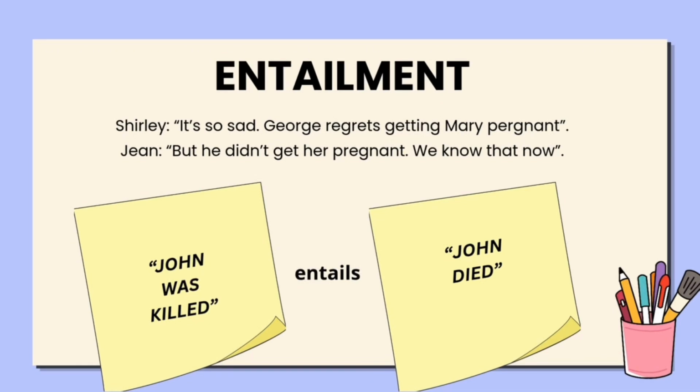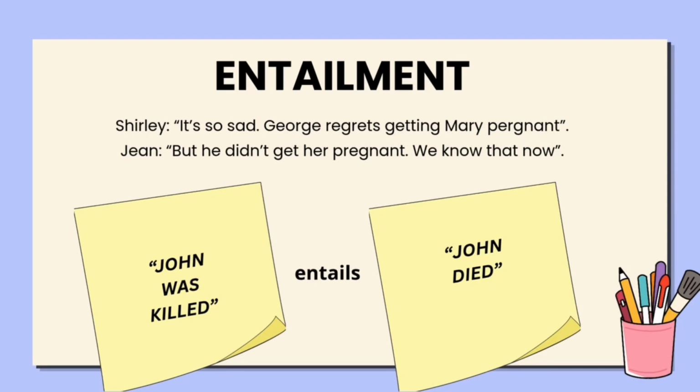So, when we hear the sentence, John was killed, we automatically understand that John died, even if the second sentence is not directly stated. However, the opposite does not always work. If we only say, John died, we still do not know how he died. He may have died because of illness, old age, or an accident. So, entailment here only works in one direction.